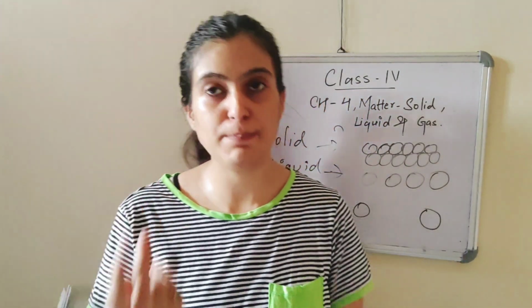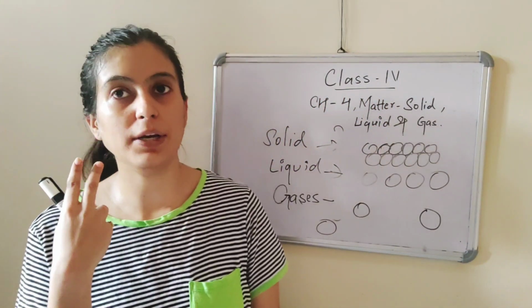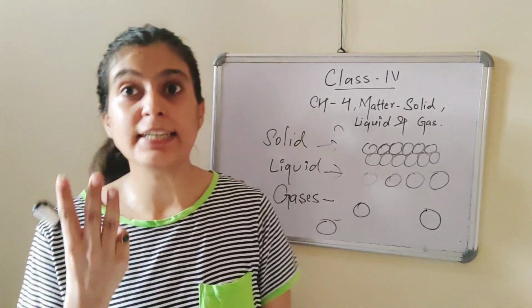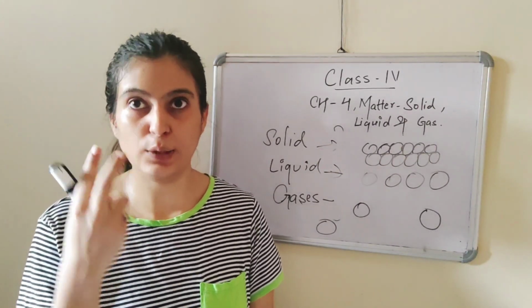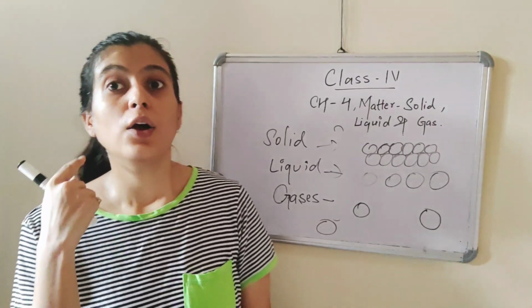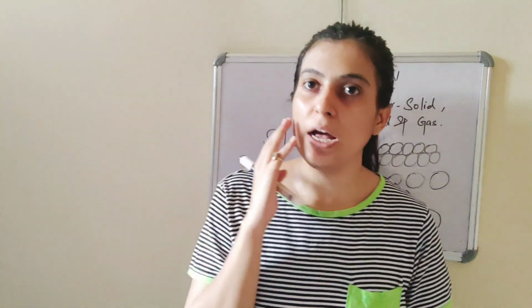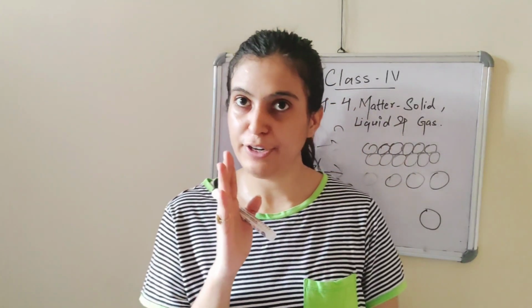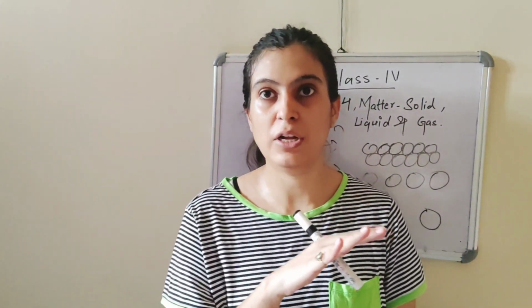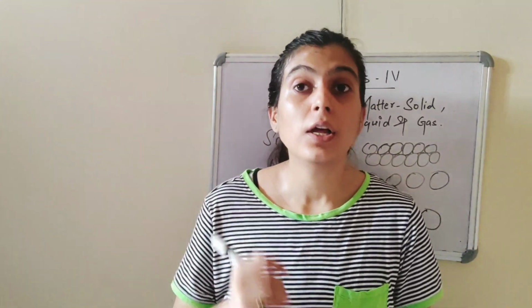So what we have discussed in this class is basically what is matter. Anything which occupies space and has mass is called matter. There are three different states of matter. First is solid, second is liquid, third is gas. In solids, the molecules are very tightly packed. They have a definite shape and a definite volume. They do not have the ability to flow.